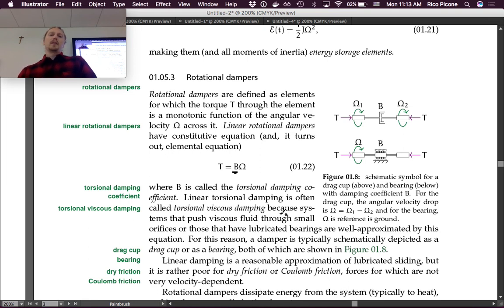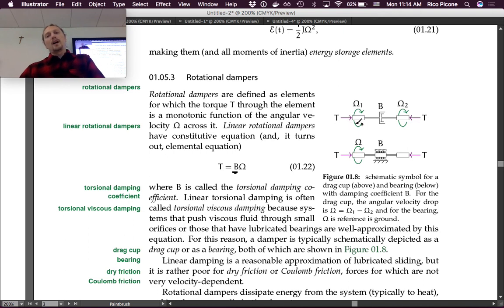Linear torsional damping is often called torsional viscous damping because systems that push viscous fluid through small orifices or those that have lubricated bearings are well approximated by this equation. For this reason, a damper is typically schematically depicted as a drag cup or as a bearing, both of which are shown on this figure. So let's take a look at this figure. We've got two different schematic representations here, and these are the two most common. There can be some other variations of it, but here are the two most common.